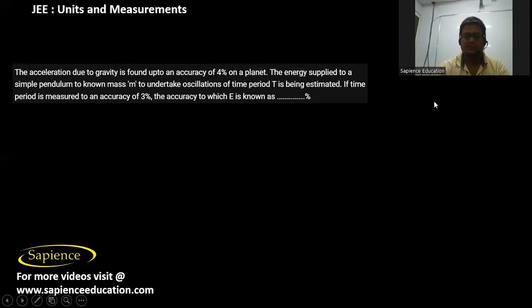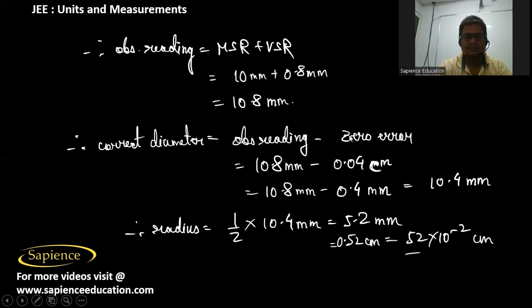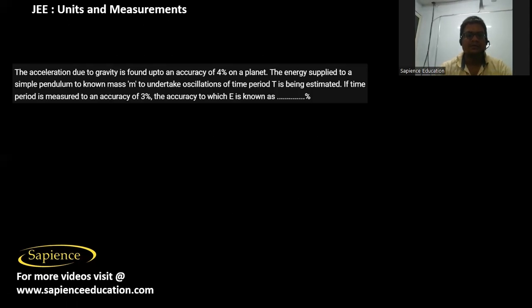So here it is told that the acceleration due to gravity is found up to an accuracy of 4% on a planet. The energy supplied to a simple pendulum of known mass m to undertake oscillations of time period T is being estimated. If time period is measured to an accuracy of 3%, the accuracy to which E is known is.